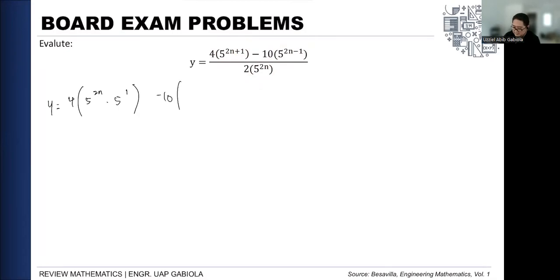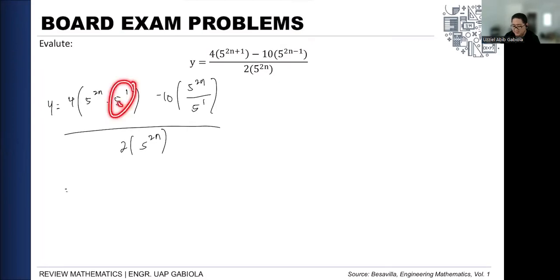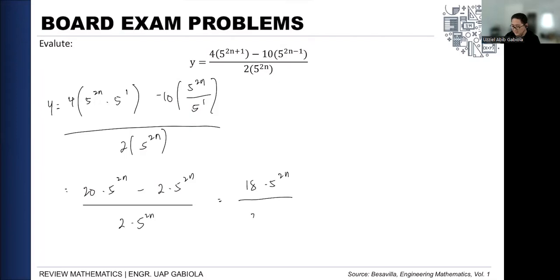Minus 10 times 5^2n over 5^1. Tapos 2 times 5^2n. And then dito, since this is raised to 1 na, pwede mo na siyang direct na multiply. So 4 times 5, that is 20, times 5^2n. Dito, 10 divide 5, we can do that. So that is 2 times 5^2n, all over 2 times 5^2n. Okay? So simplify mo lang. We have 18 times 5^2n, all over 2 times 5^2n.